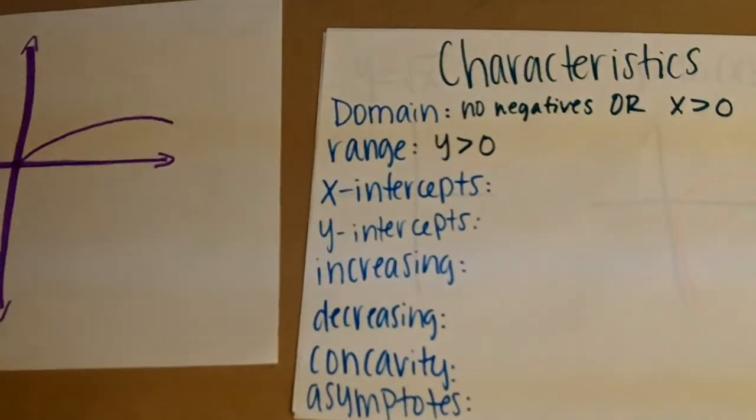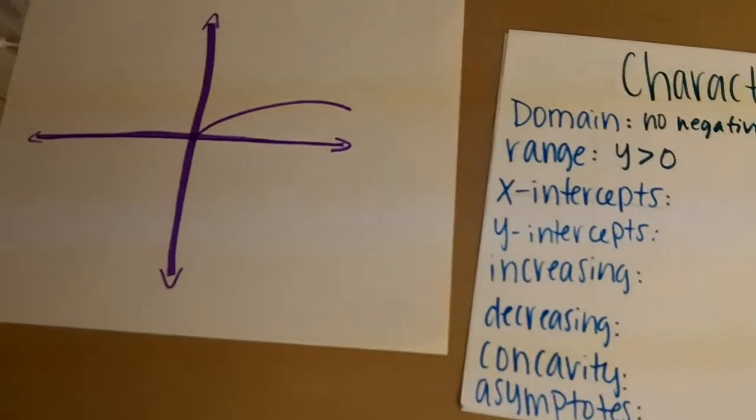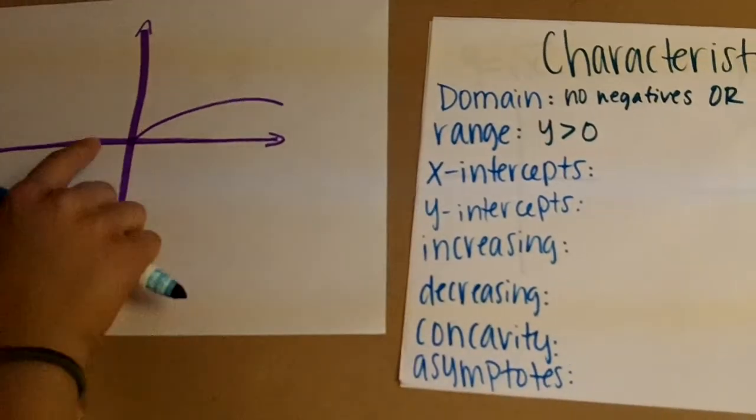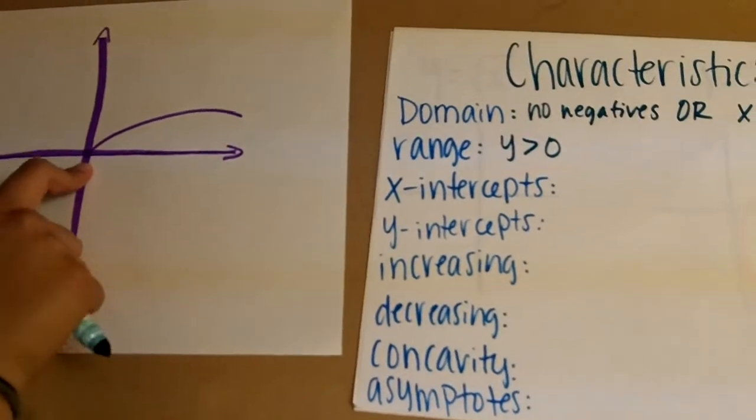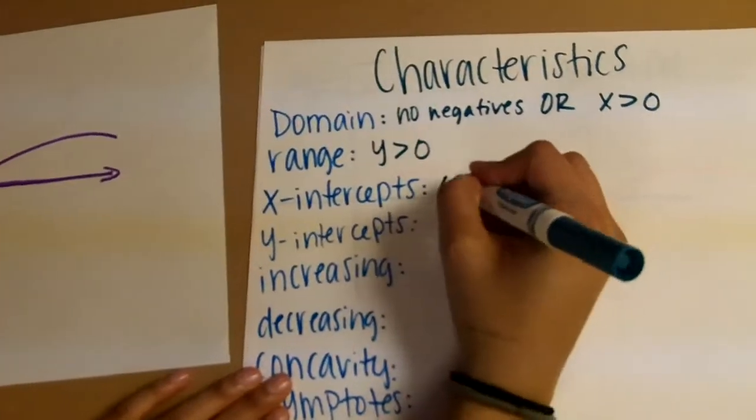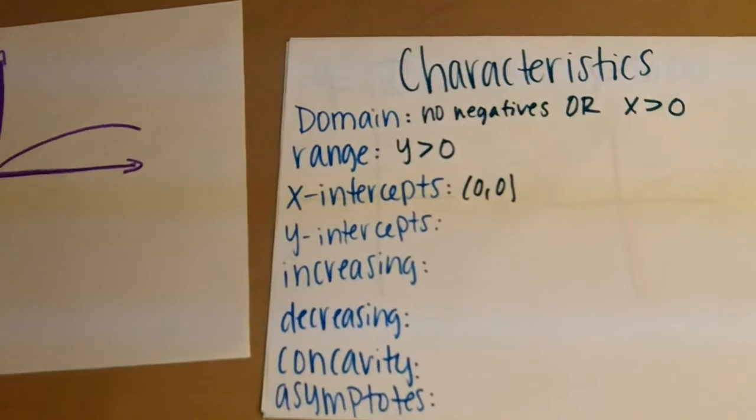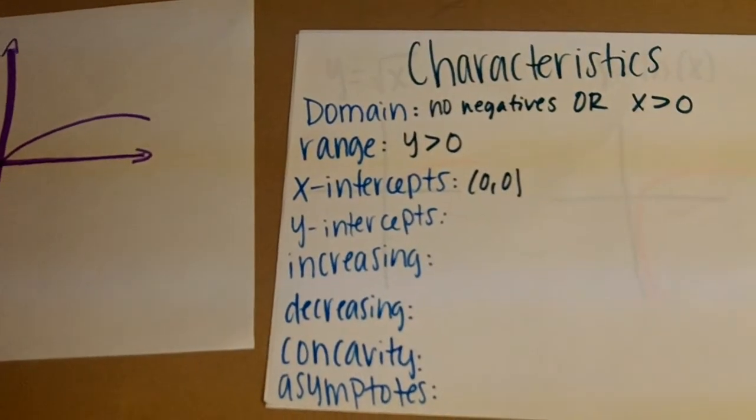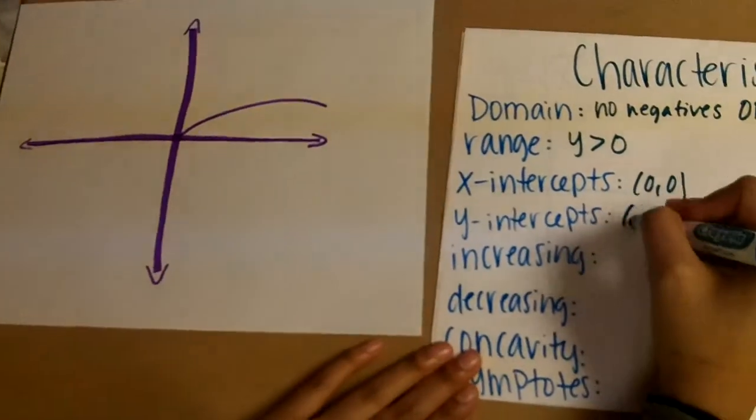Now for the x-intercepts, we want to find out where the graph touches the x-axis. And notice, like I said, it would be the origin, which is 0, 0. For the y-intercept, it also touches the y-axis at 0, 0.